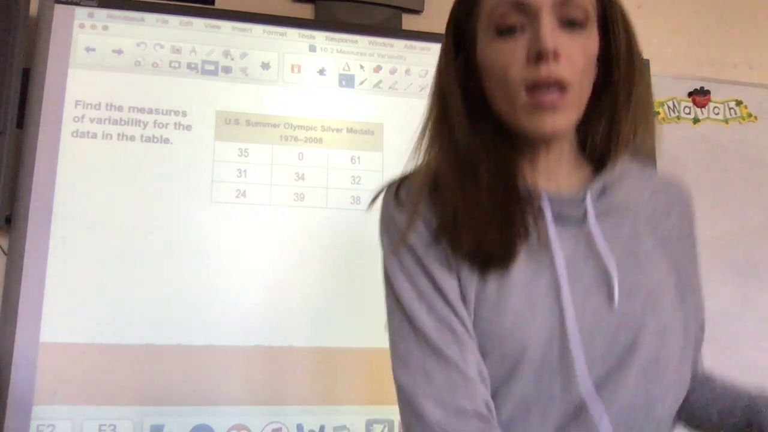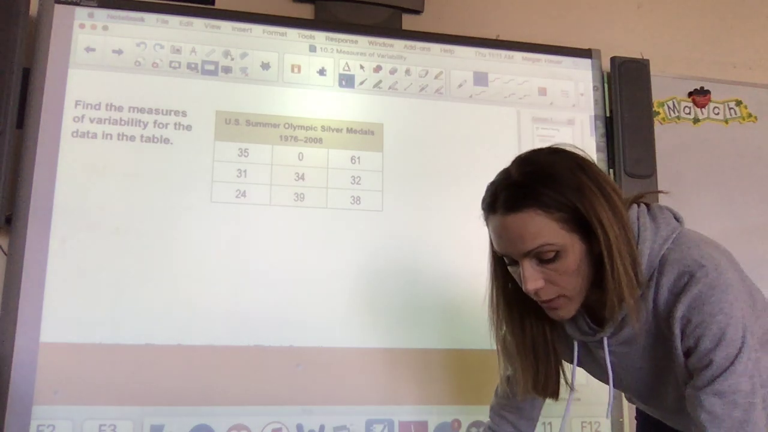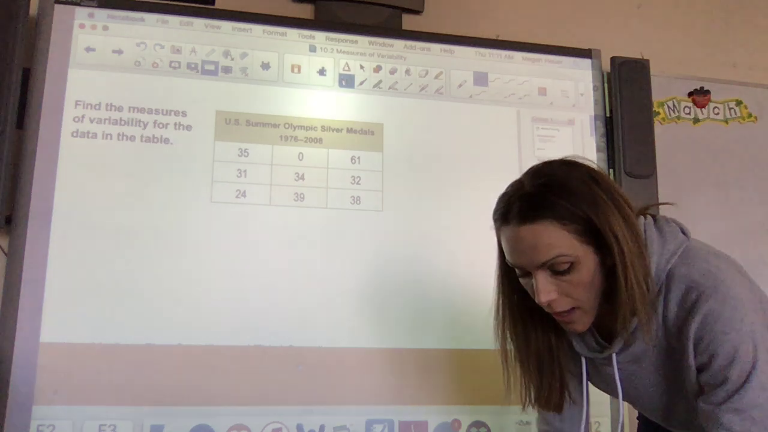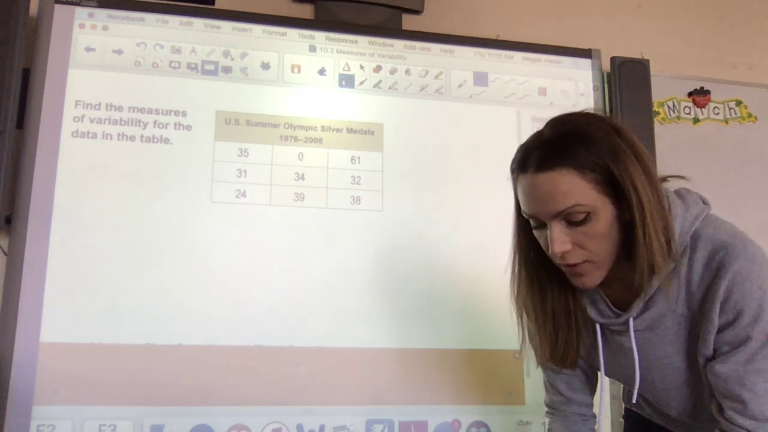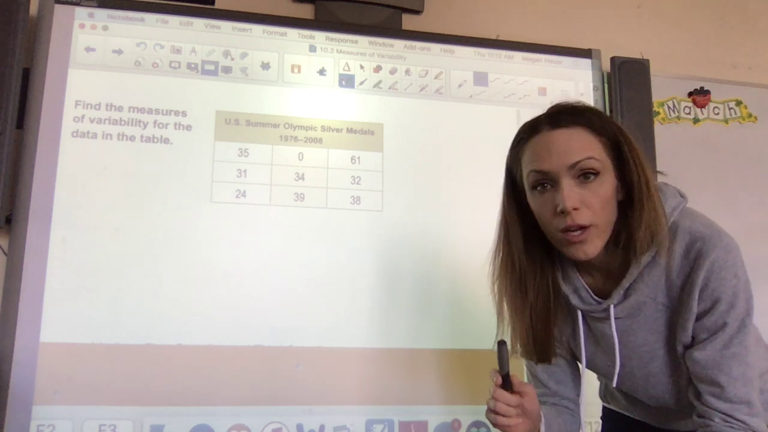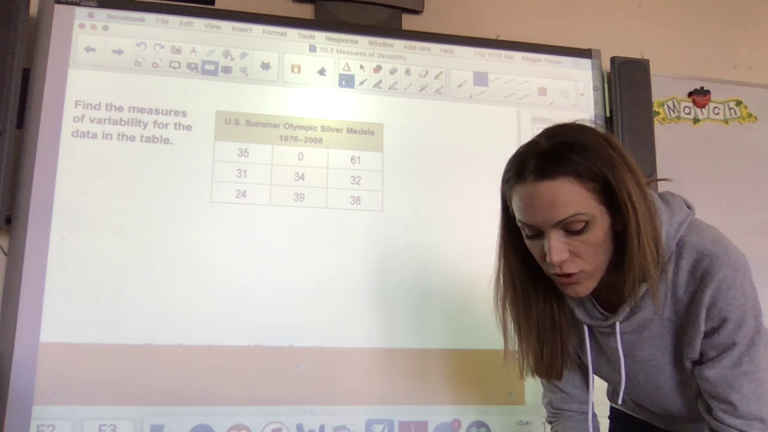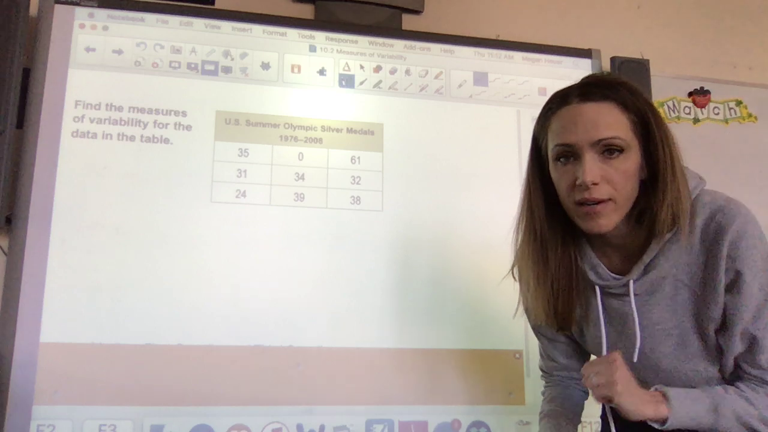So on the homework, it's going to say find the measures of variability. So you need to find the median. That's your first thing you need to find. Then you need to find your quartile 1, your quartile 3, your interquartile range, and then finally you end with range. So we have 5 things we're going to find.